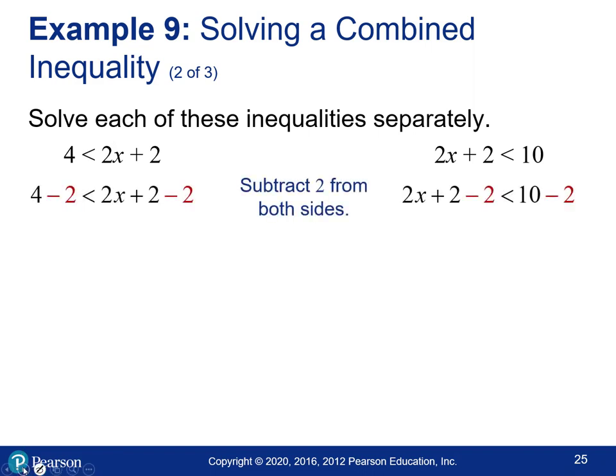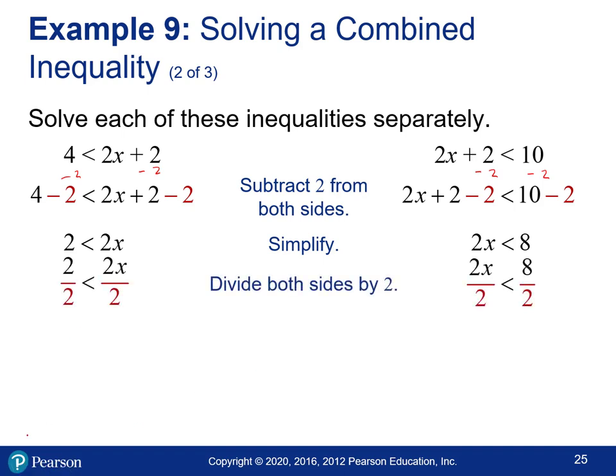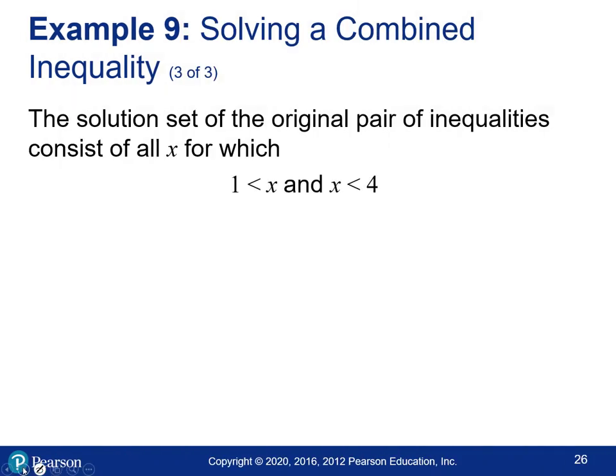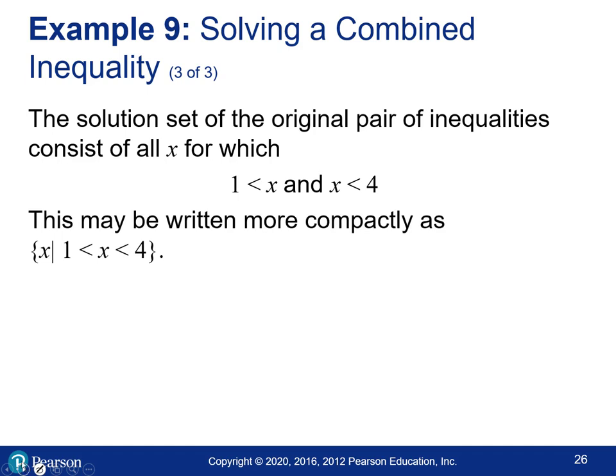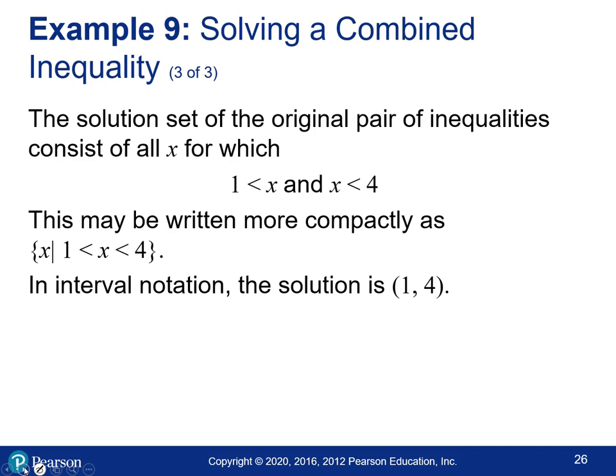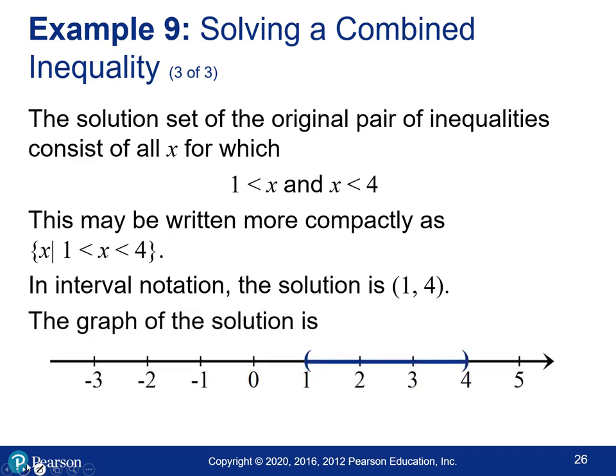Okay, and so look what happens when we work on both. We subtract 2 on this side. Same thing over here. We'll subtract 2 from there, and then on the left one we get 2 is less than 2x. On the right, 2x is less than 8, and then just divide both sides by 2, and we get 1 is less than x, and also x is less than 4. Okay, so then that would look like, if we put them together, x is greater than 1 but less than 4. And then in interval notation, it's just from 1 to 4. We want all of those x's.